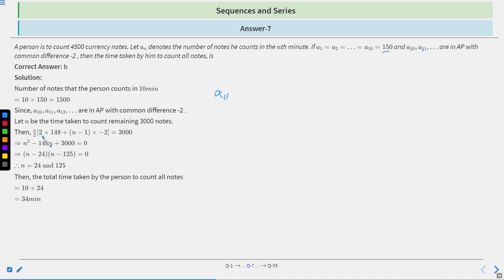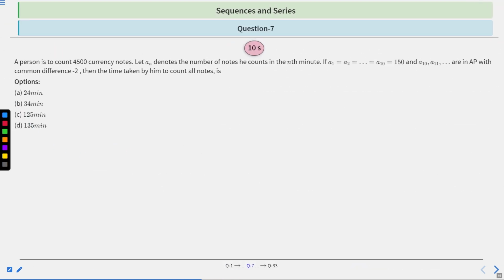Suppose there are n terms. So n by 2 into 2 into 148 plus n minus 1 into d. d is -2. After solving, we get (n - 24)(n - 125) = 0. So n is equal to 24 and n is equal to 125. We will take the smallest value of the two, so n is equal to 24. Then the total time taken by the person to count all the notes is 10 plus 24, which is equal to 34 minutes. Option B is the right choice.